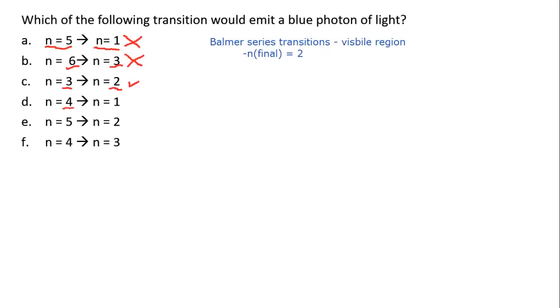Next, we have N equal 4 to N equal 1. That is a Lyman series transition. So we don't look at that one. N equal 5 to N equal 2. That is a Balmer series transition. So we're going to take a deeper look at that one. And then finally, N equal 4 to N equal 3. That is a Paschen series, so we don't look at that. So the two we need to investigate are C and E.